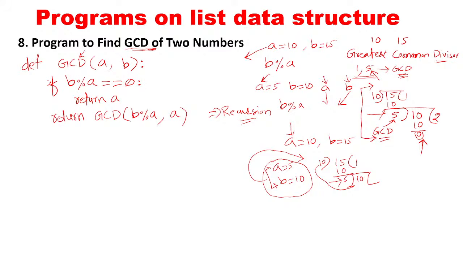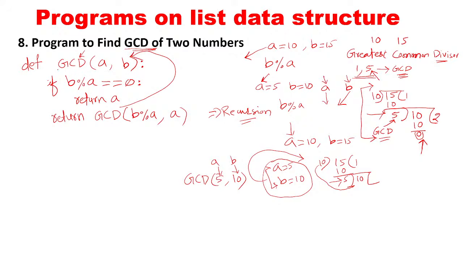How does it calculate? See here. Again the same function will be called, just like calling another gcd function. What is the first value? First value is 5, and the second value is 10. So this becomes the new a value and this becomes the new b value. So again this function will be called.